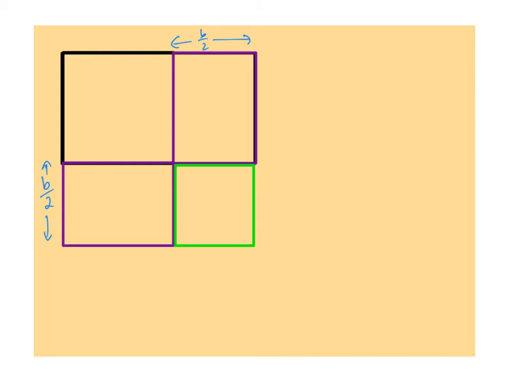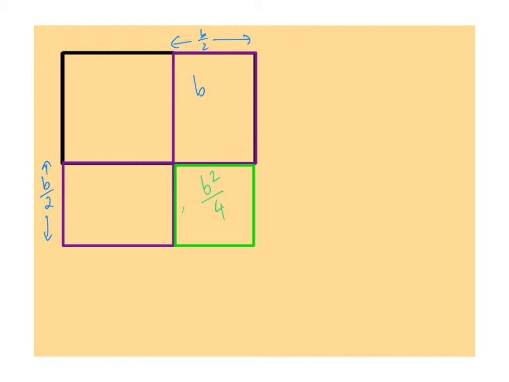So this area, which I'll put in green, is b squared over 4, and that's because it's b over 2 multiplied by b over 2. Again, it's a square because both lengths are the same, and everything that we've been dealing with so far has been right angles, so it must be a square. Okay, and then the other areas we already knew.